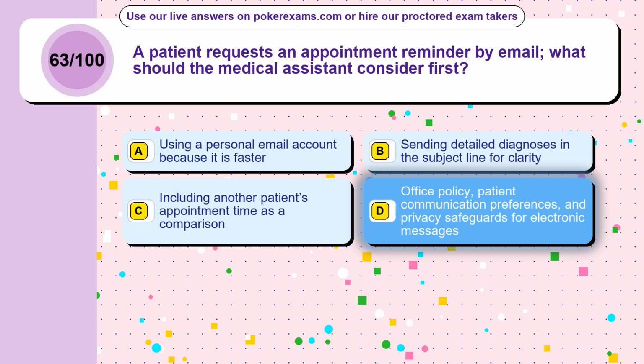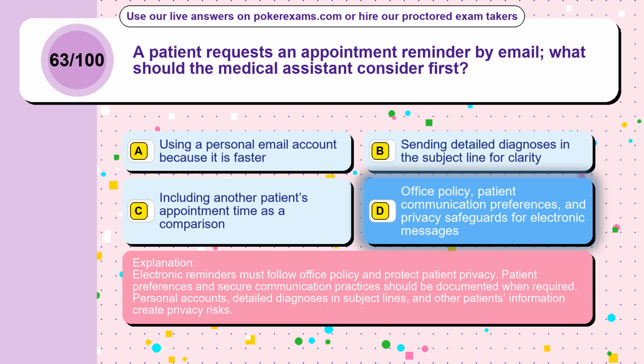The correct answer is option D. Office policy, patient communication preferences, and privacy safeguards for electronic messages. Electronic reminders must follow office policy and protect patient privacy. Patient preferences and secure communication practices should be documented when required. Personal accounts, detailed diagnoses in subject lines, and other patients' information create privacy risks.